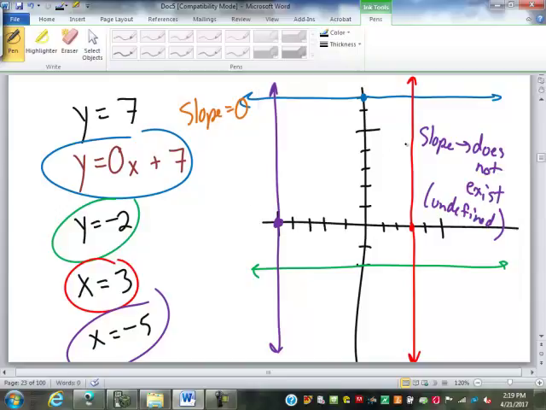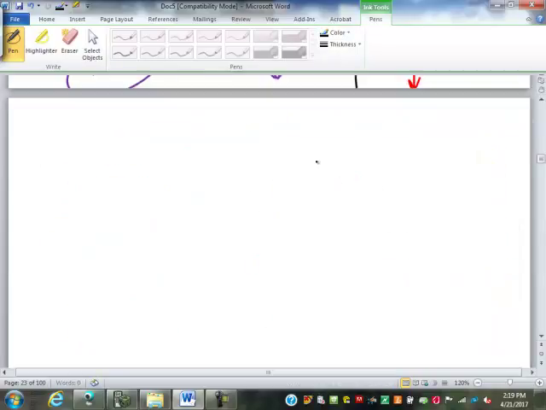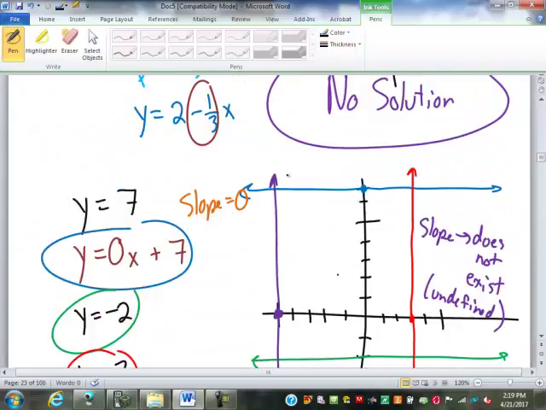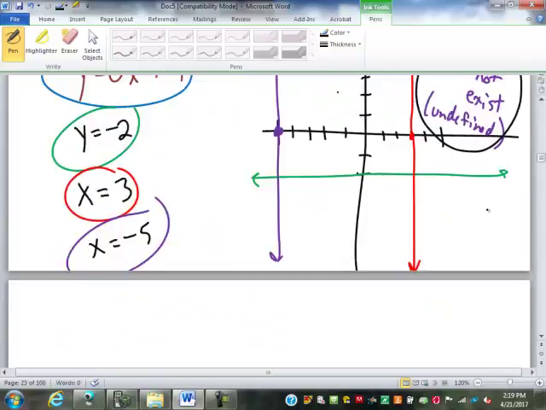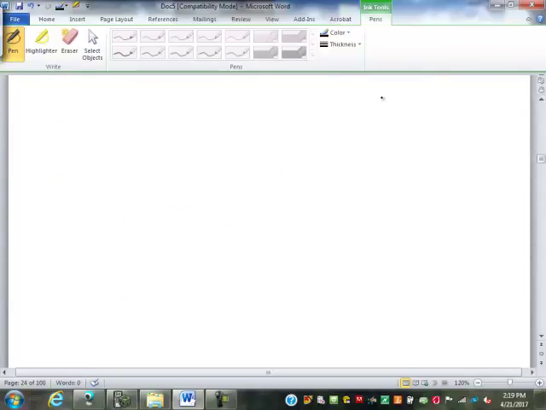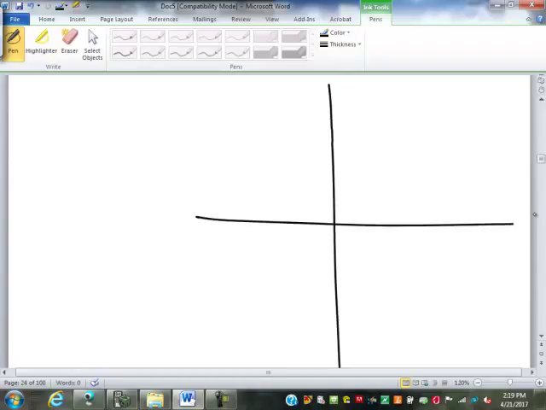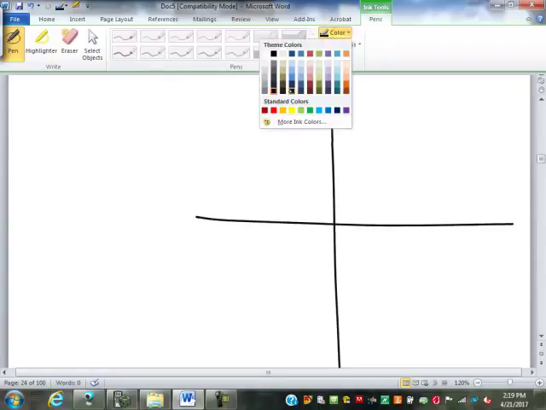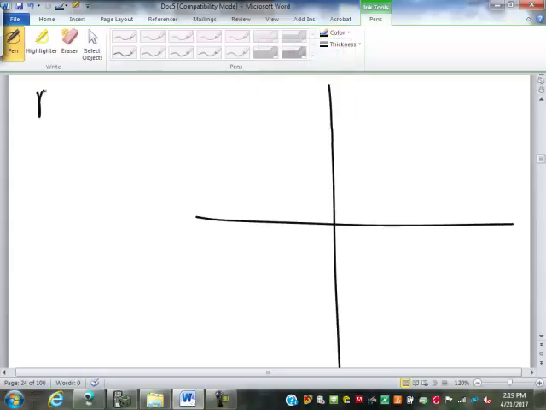And again, that has a slope that does not exist. To remember, we know that one of those is a slope of 0, and the other one is an undefined slope or a slope that doesn't exist. To remember that, this is what I do. I picture skiing. So we're going to send me downhill skiing.